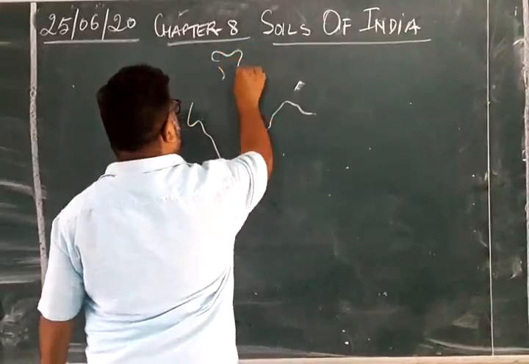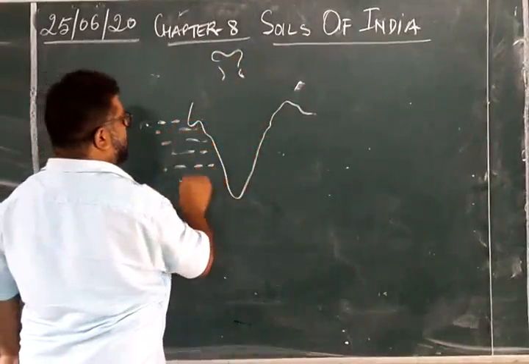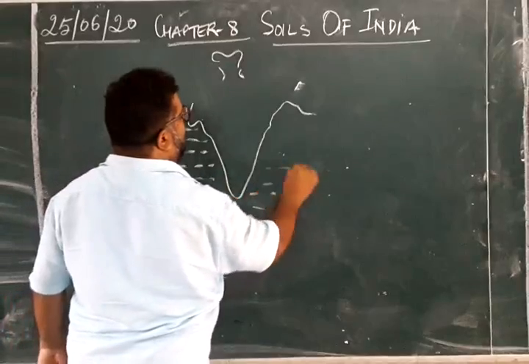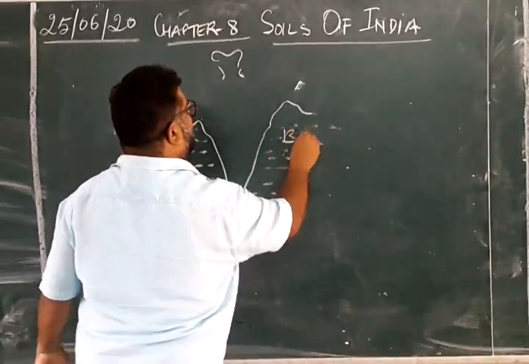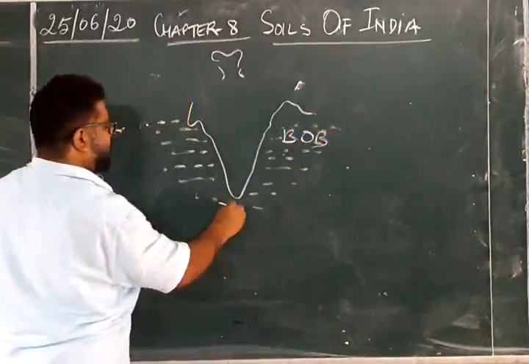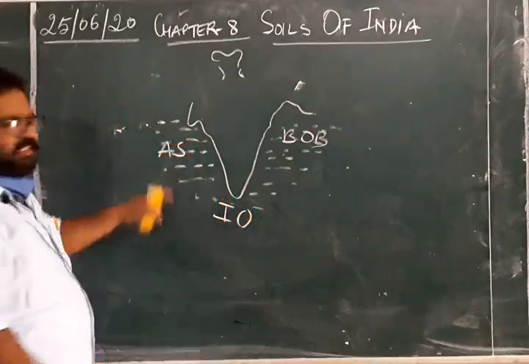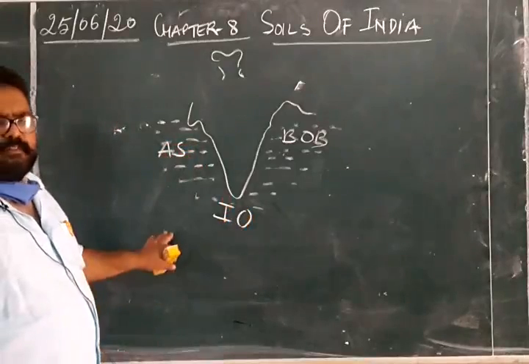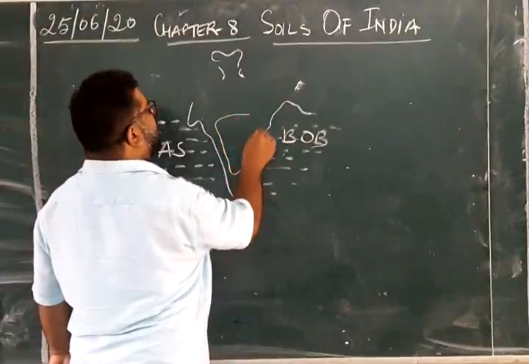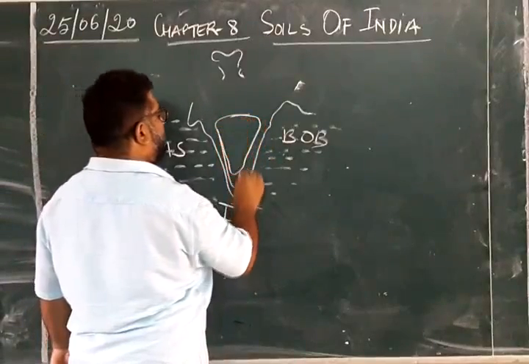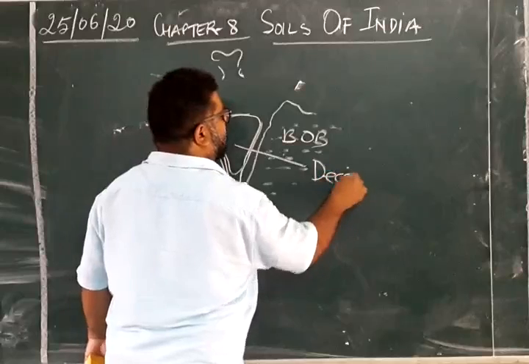This is the rough map of India. These are the water bodies: Bay of Bengal, Indian Ocean, then we have the Arabian Sea. All this I am writing abbreviated, because we should not waste time. Now this area is the Deccan Plateau. Almost till here is the Deccan Plateau.